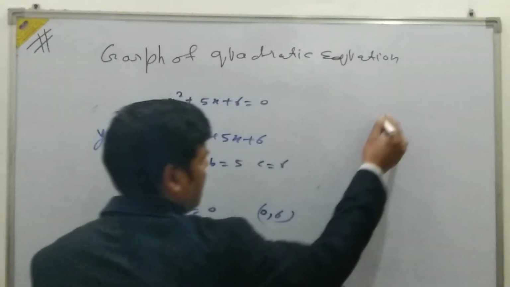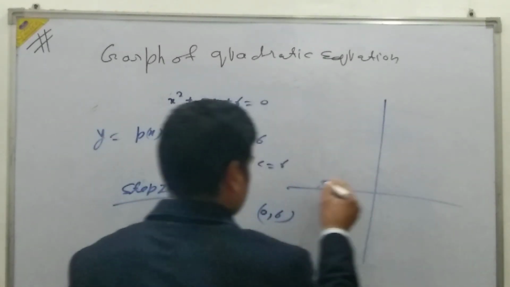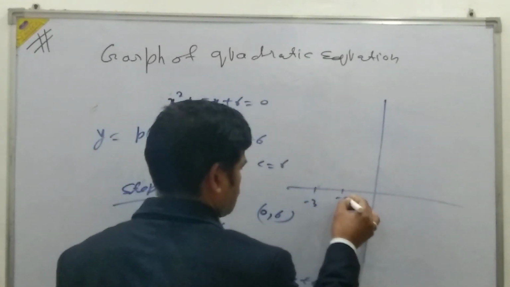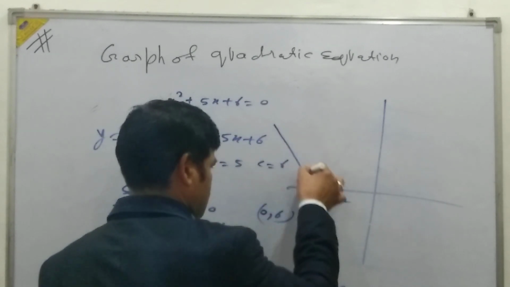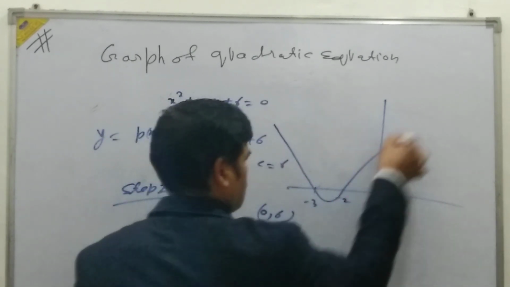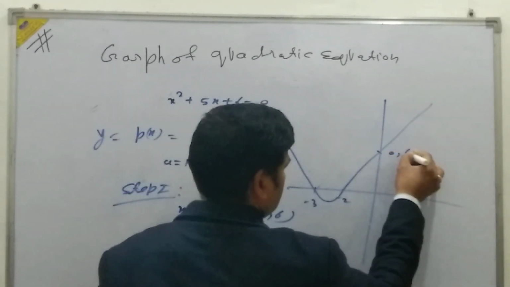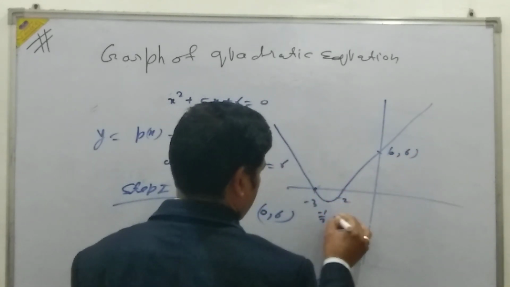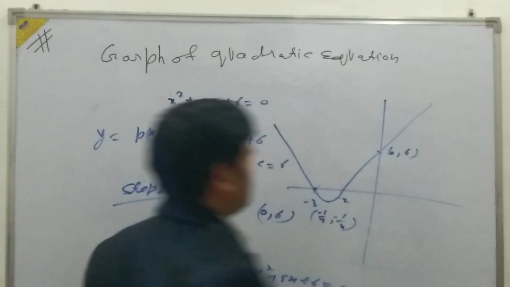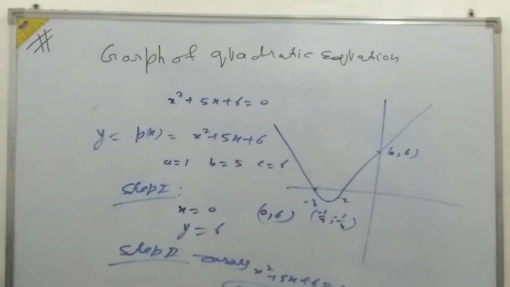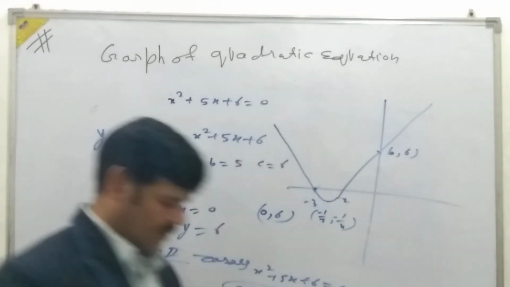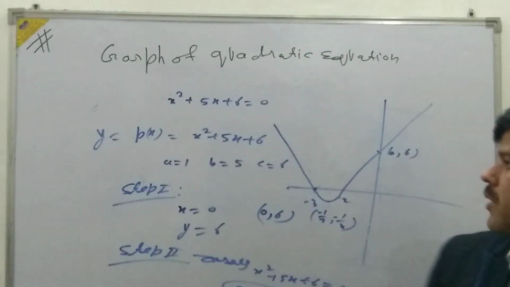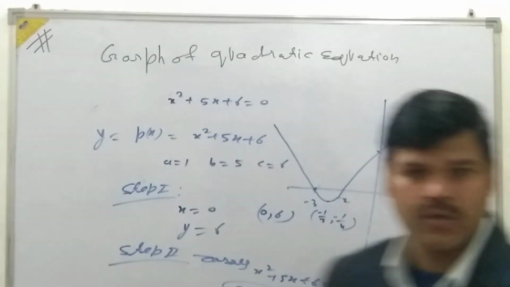So the graph will be like this. These are the zeros, minus 3 and minus 2. This is the point 0 comma 6, and this is the vertex, minus 5 by 2 comma minus 1 by 4. This is the graph of the polynomial. Clear? Understood? So, thank you learners.